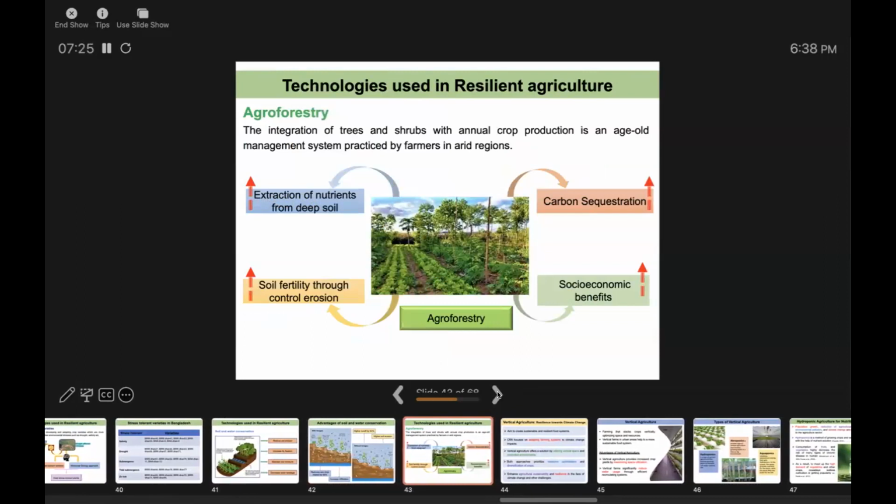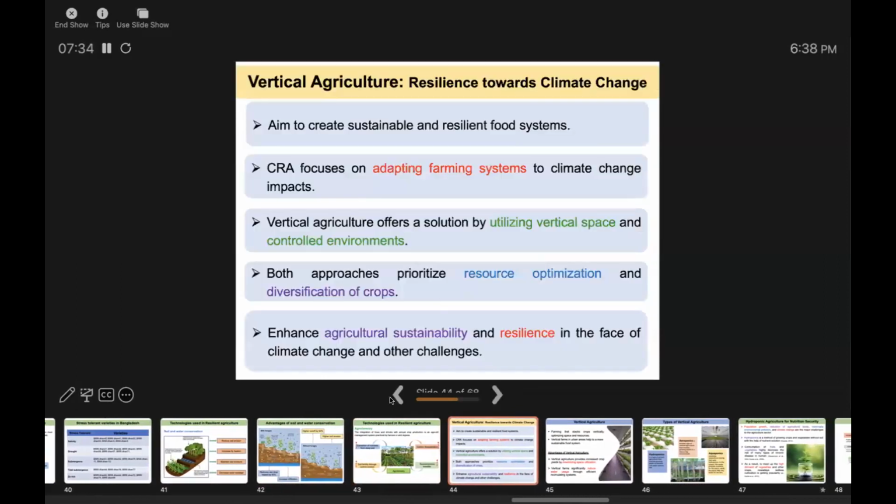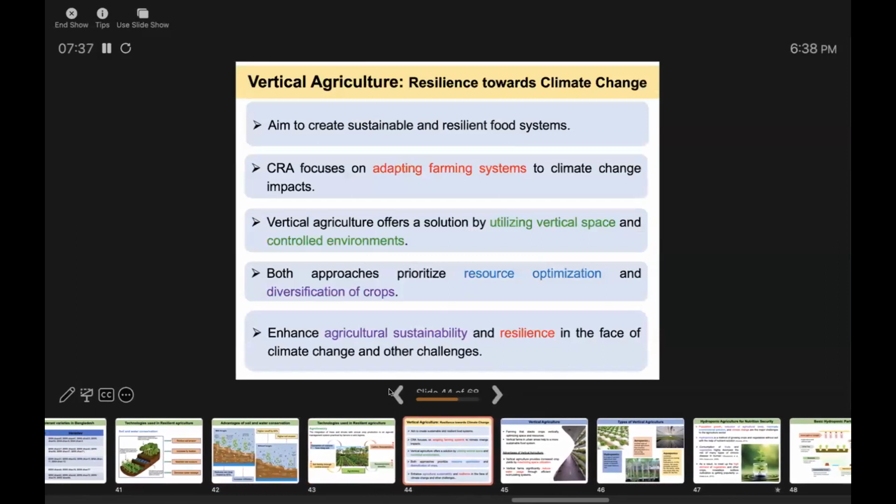Another thing is agroforestry practices, like crop production with other plants, which can also improve soil health and production. Now, I want to focus on vertical agriculture for resilience towards climate change, which is my main focus. My research area actually belongs to this category. We know that agricultural land is decreasing due to climatic factors, and the population is increasing. So from the same small area, we have to increase production to ensure more production for the future.